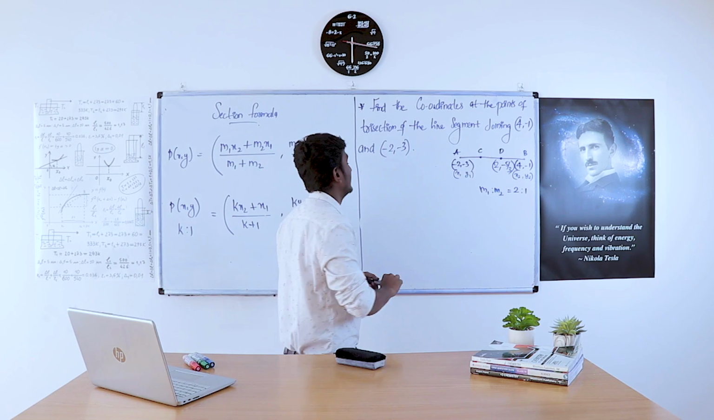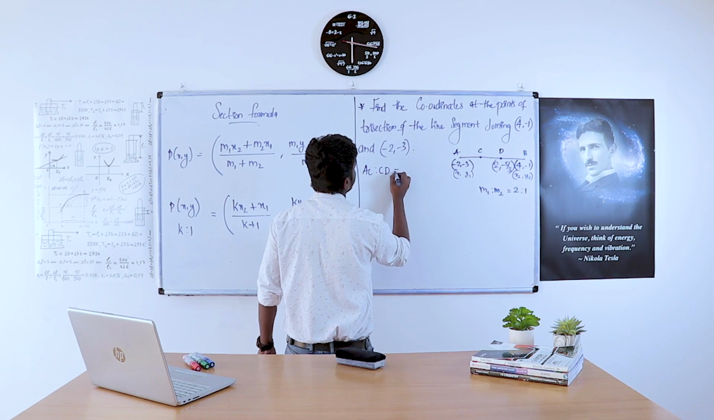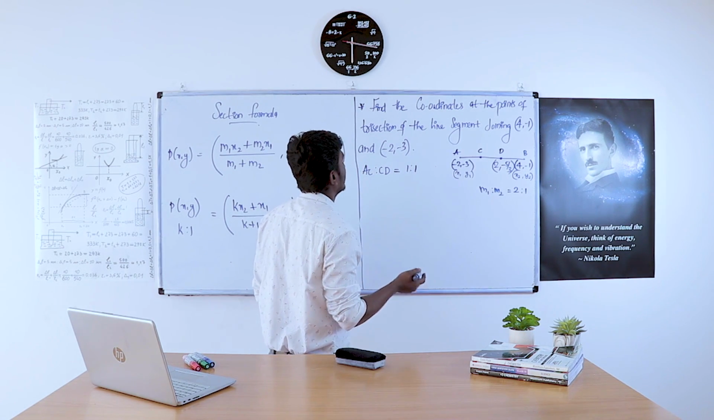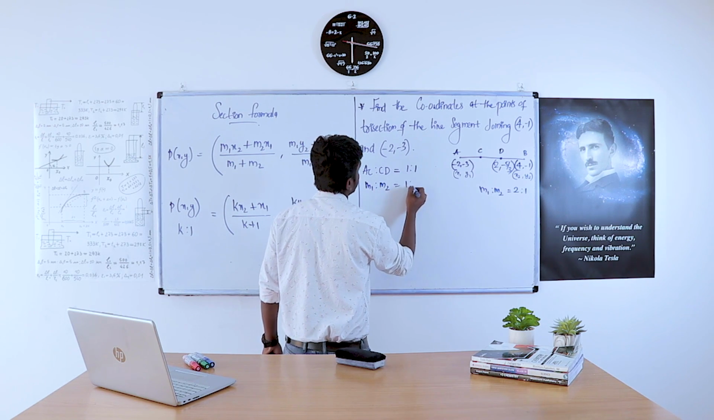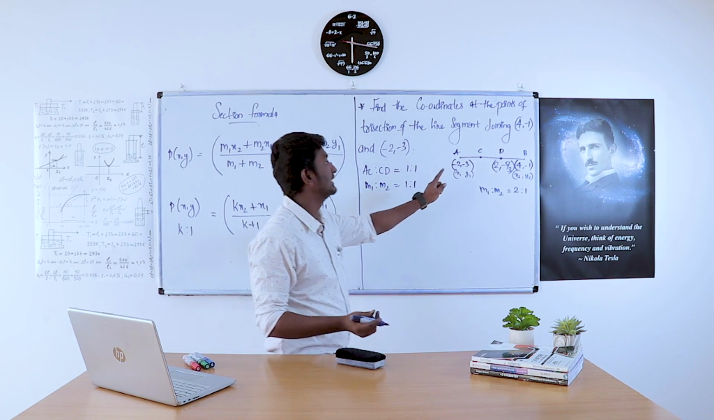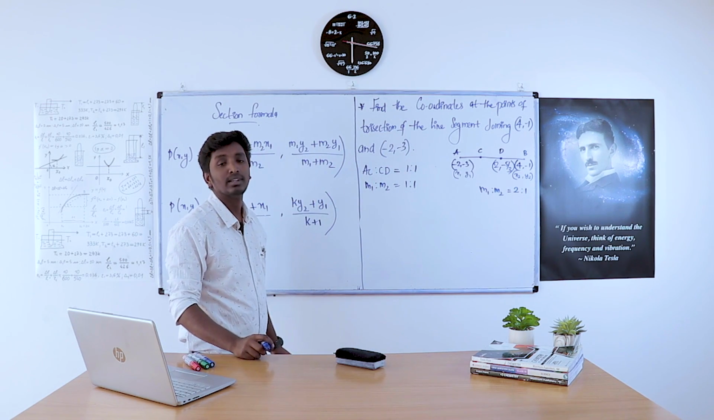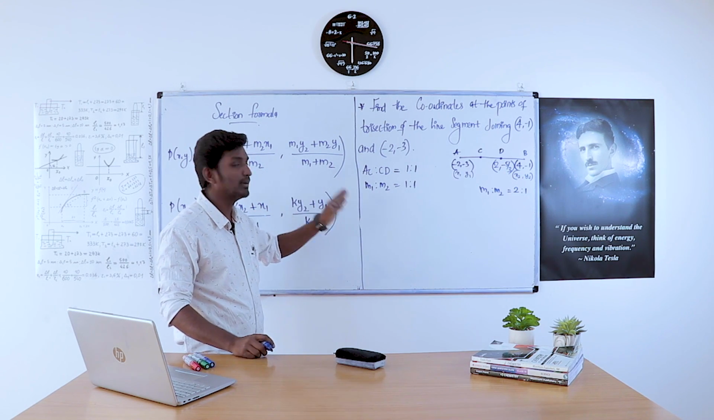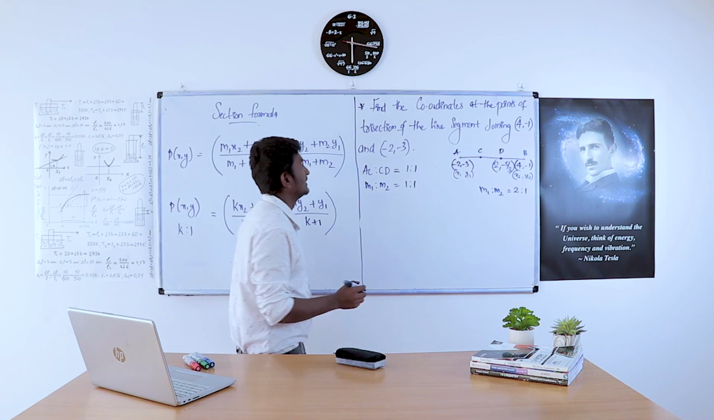So C divides AD in the ratio, that is AC is equal to CD, 1 is to 1. So m1 is to m2 is equal to 1 is to 1. Here for finding the coordinates of C, we can simply apply the midpoint theorem, but here we are studying the section formula. So I am using the same formula to find the coordinate of C.